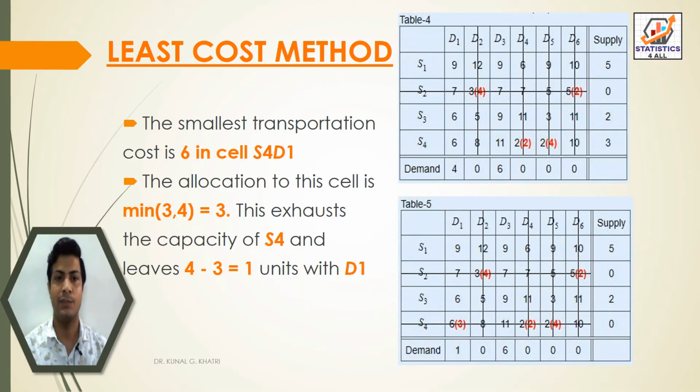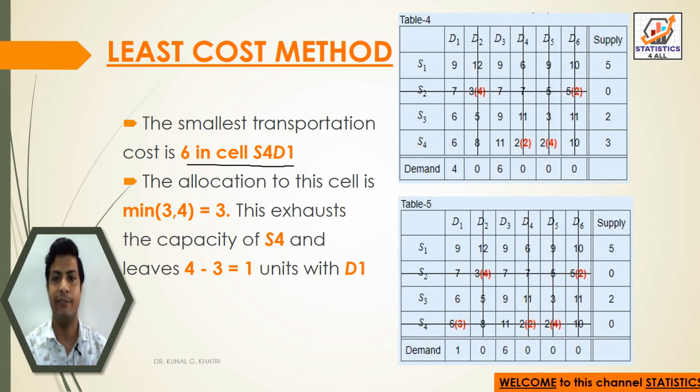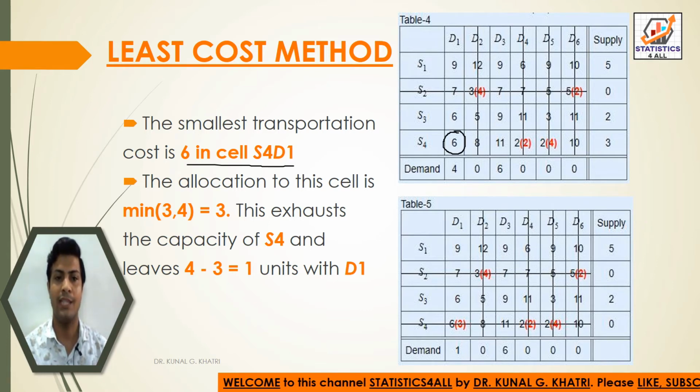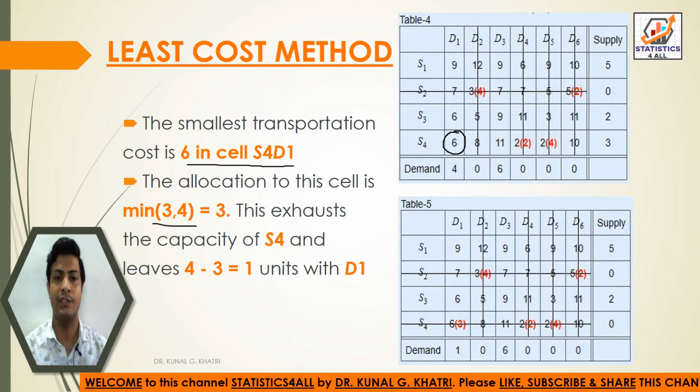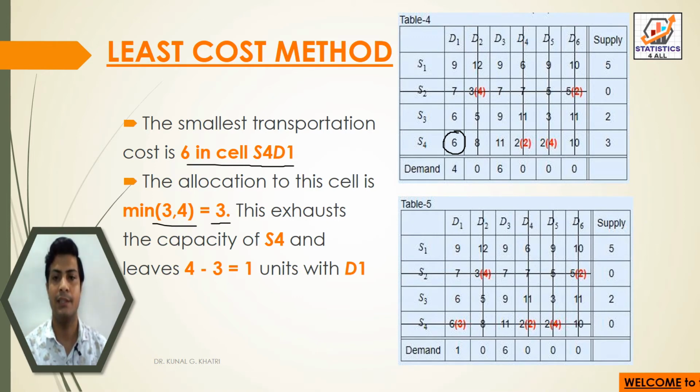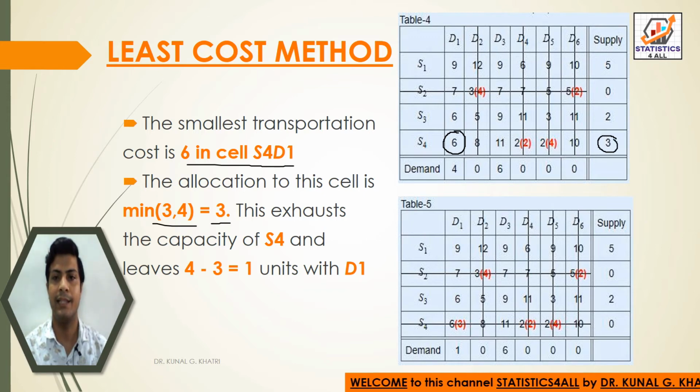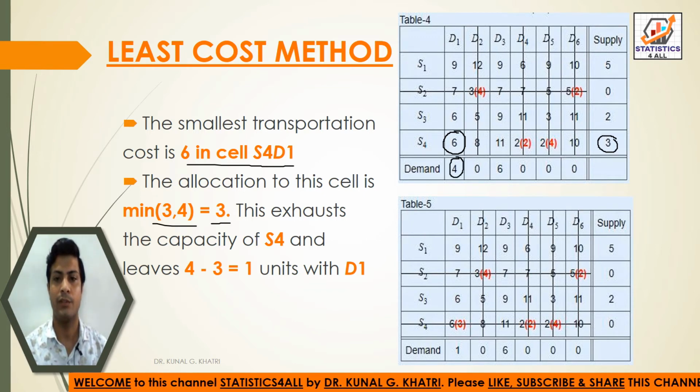Now the smaller transportation cost is 6 in cell S4D1. So S4 and D1, which is given here, fourth row first column. Now allocation to the cell is minimum of 3 and 4, which is equal to 3. Minimum is 3. Here we can see that in this row supply 3 is given and demand in this column is given 4. So 3 is minimum.